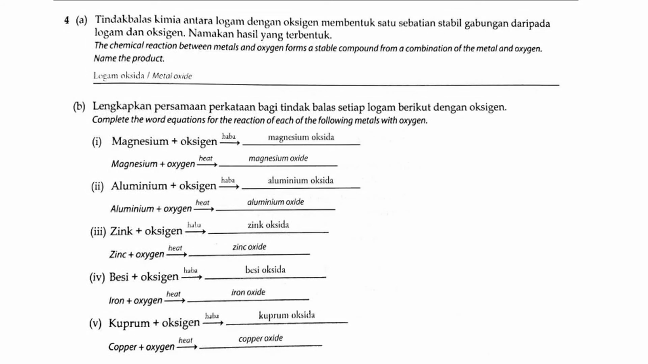B. Complete the word equations for the reaction of each of the following metals with oxygen. Magnesium plus oxygen becomes magnesium oxide. Aluminium plus oxygen becomes aluminium oxide. Zinc plus oxygen becomes zinc oxide. Iron plus oxygen becomes iron oxide. Copper plus oxygen becomes copper oxide.